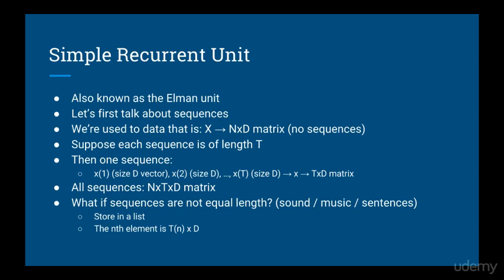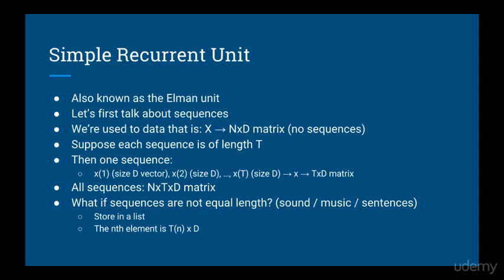Well, let's suppose we did have a sequence. How many dimensions would that require? Call the length of a sequence t. If the observation is a d-dimensional vector, and we have t of them, then one sequence of observations will be a t by d matrix. If we have n training samples, that will be an n by t by d matrix, so that's a three-dimensional object. Sometimes our sequences are not of equal length.